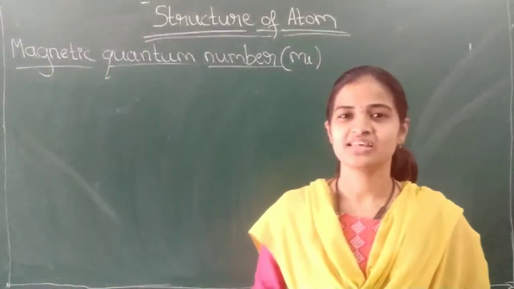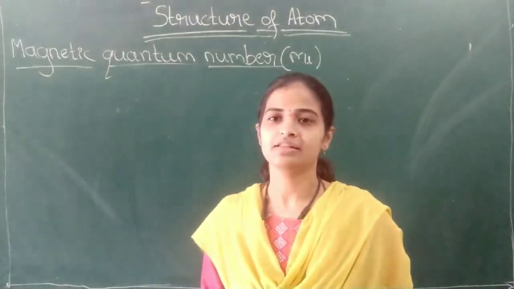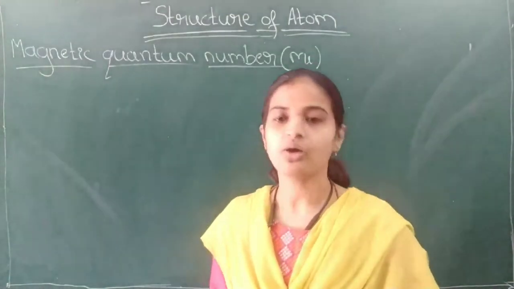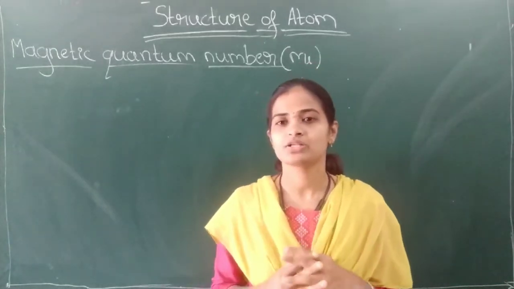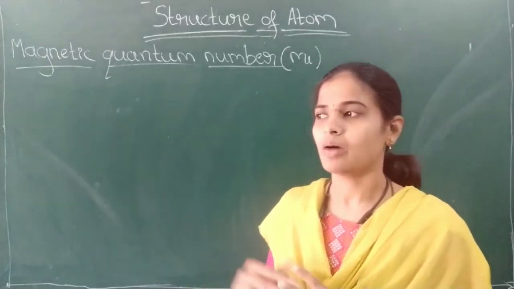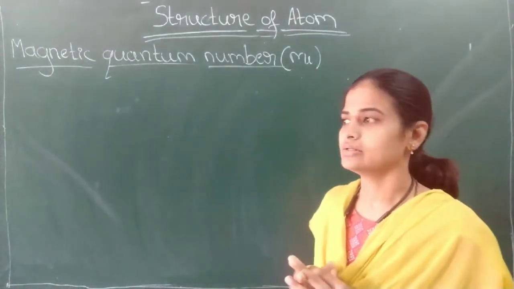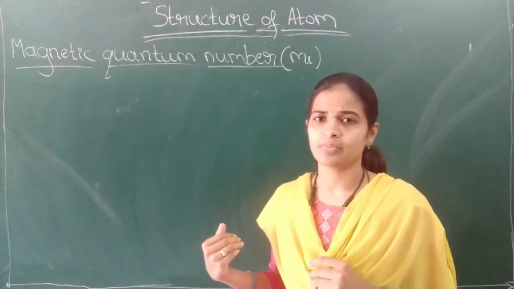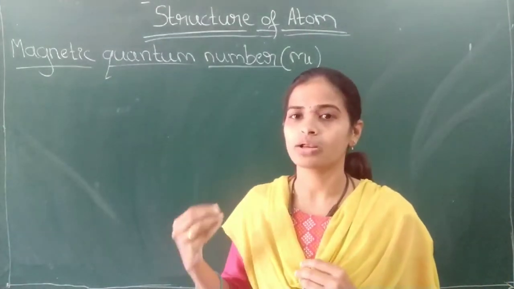Hello my dear students, we all know that we are studying the chapter structure of atom. In the previous video we were discussing the quantum numbers. There are different types of quantum numbers we were studying. Among those we have discussed the principal quantum number and azimuthal quantum number, how those are represented, and what information each quantum number gives.